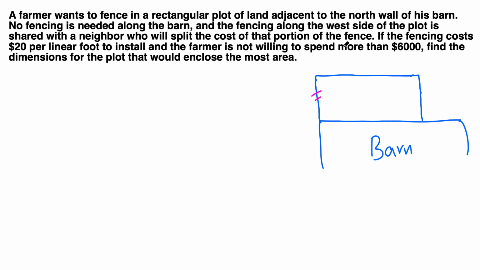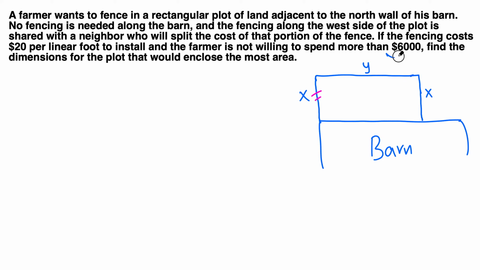Okay, if the fencing costs $20 per linear foot to install, and the farmer is not willing to spend more than $6,000, so that's the constraint. So the cost goes in this, and there is no fence needed here. So let's write down, this length is x, and this is also x. Okay, and this one is y, and nothing needed here.